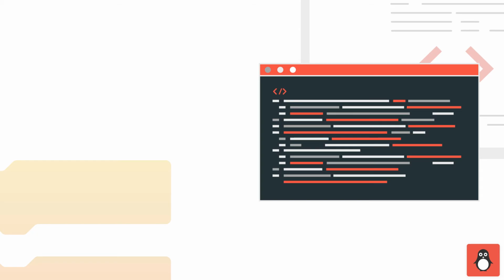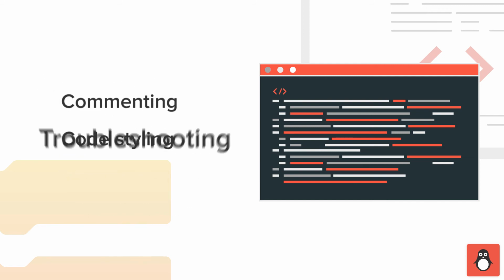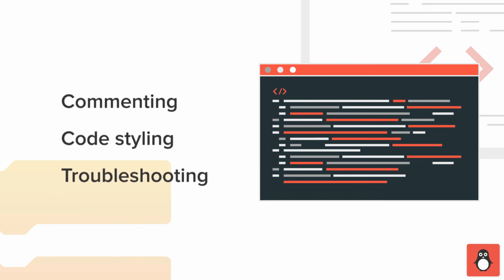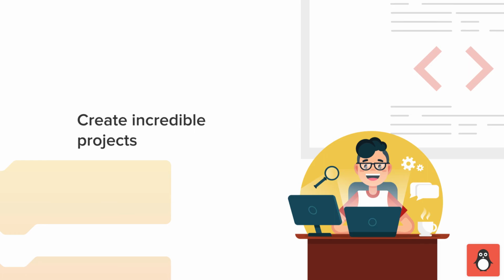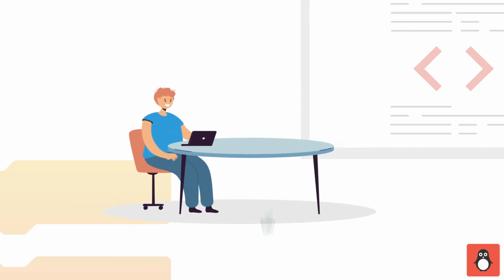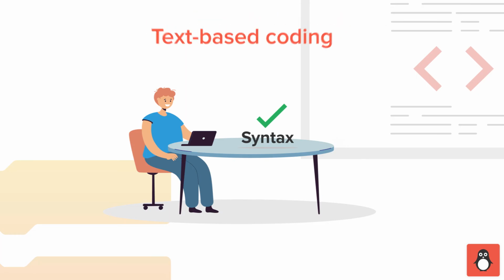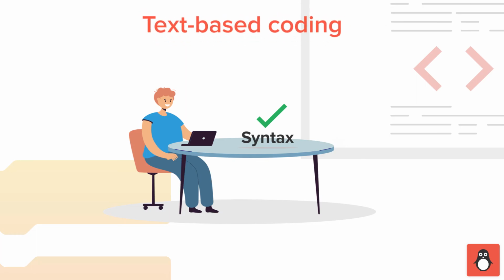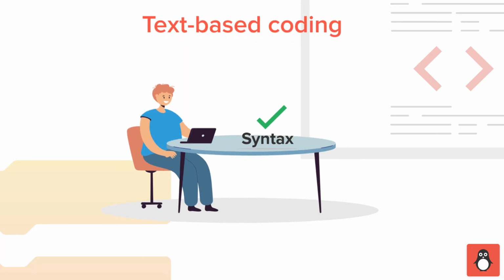Why not? Because some coding skills, such as commenting, code styling, and troubleshooting, do not transfer directly from block to text coding. Code blocks allow you to learn the fundamentals of programming and create incredible projects without worrying about syntax. Then, you can start experimenting with the same block-based activities by switching between block and text code. Once you are familiar with programming basics and syntax, then you can move to text-based coding. It would be ideal for you to begin to code with block coding languages.